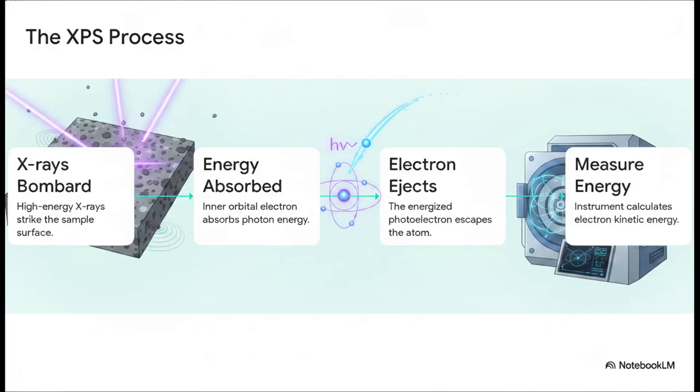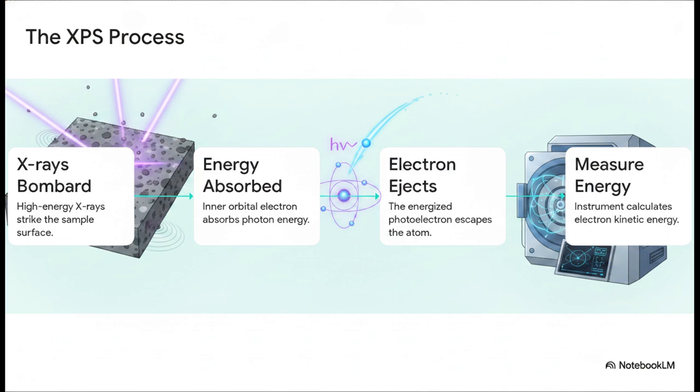Section 2, the photoelectric effect, Einstein's Nobel Prize-winning physics. The entire foundation of this high-tech machinery actually relies on a phenomenon that Albert Einstein formalized way back in 1905. It's the very breakthrough that won him the Nobel Prize in physics. Let's break down exactly how this photoelectric effect plays out during an XPS scan.